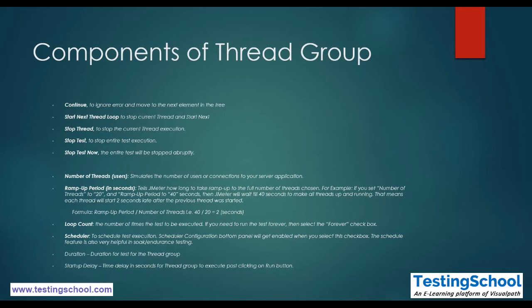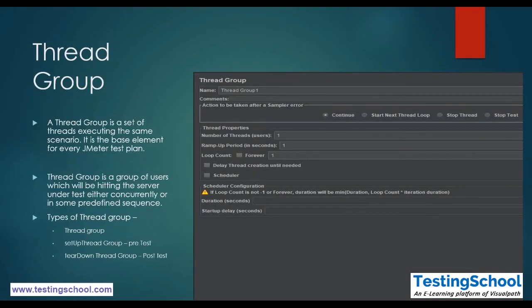If you want to run the test not on the iteration basis but on the time basis, if you want to execute a certain test for a particular duration, then I'll show you in the previous slide, there is loop count forever, right? So if you check forever, then it will not take the count from the loop count section. It's like from here, which is mentioned 1 here. So once you check the forever checkbox, then you will have duration and startup delay enabled, as you can see in the scheduler configuration section.